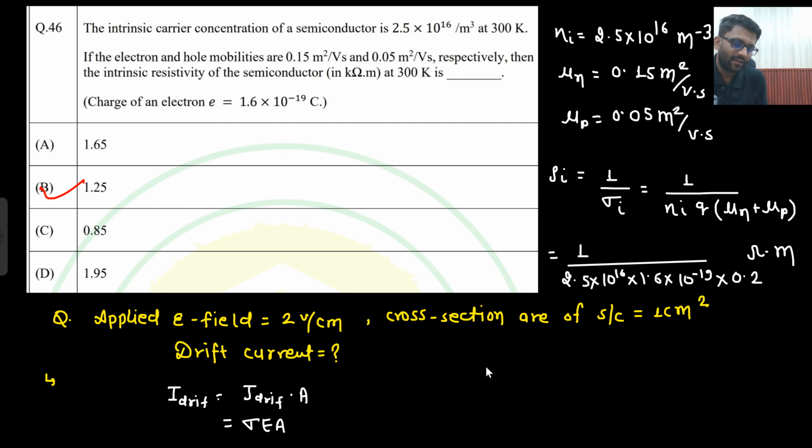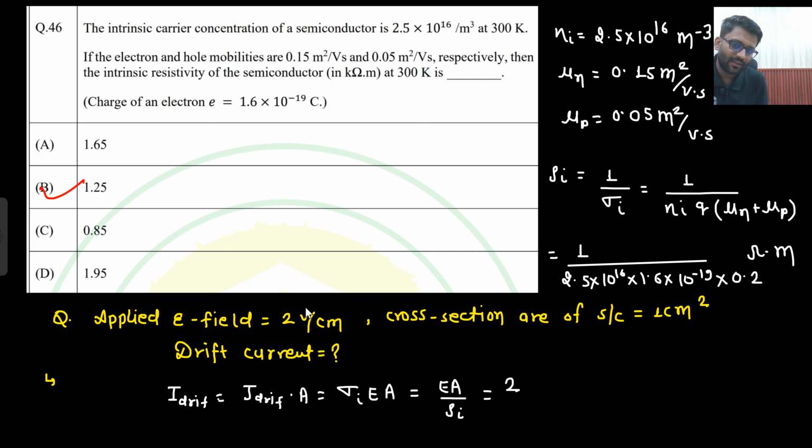What is the value of sigma? Sigma is 1 by rho. Here I should write down in this manner. So J drift, what is current density? Sigma into E, and we are talking about intrinsic semiconductor, so sigma I into E into A. What is sigma I? Sigma I is simply 1 by rho I. What is E? 2 volt per centimeter. But let's put everything in SI unit.